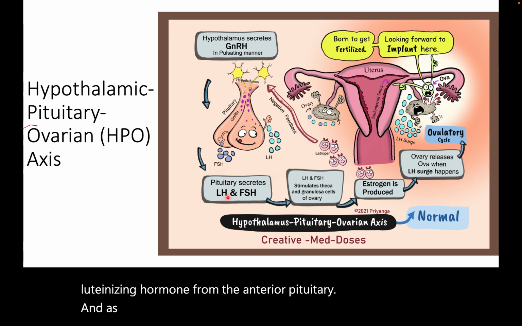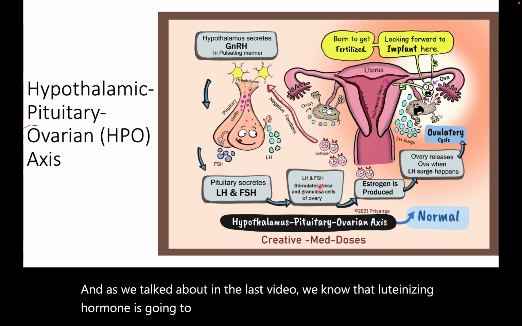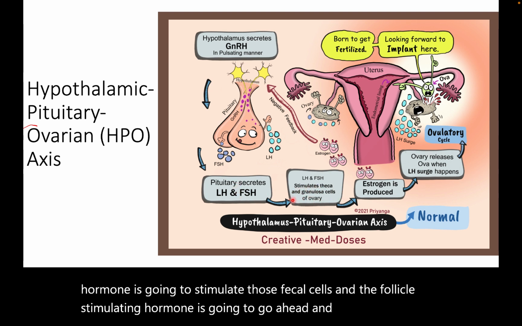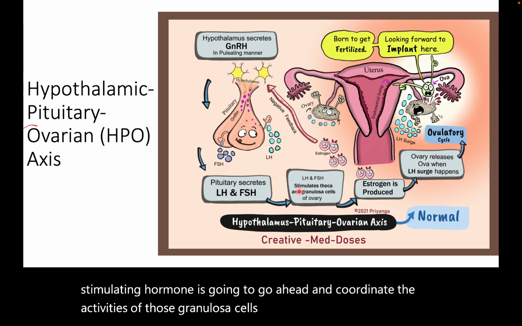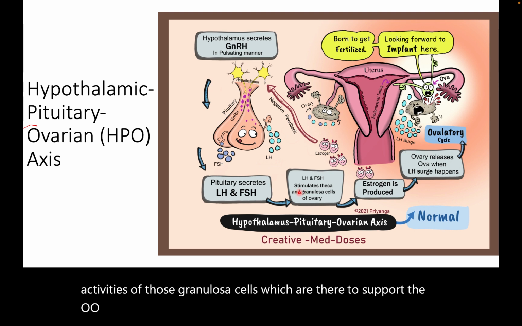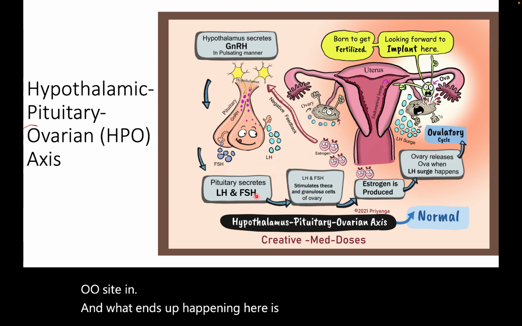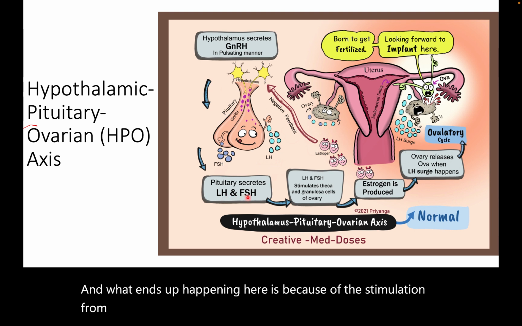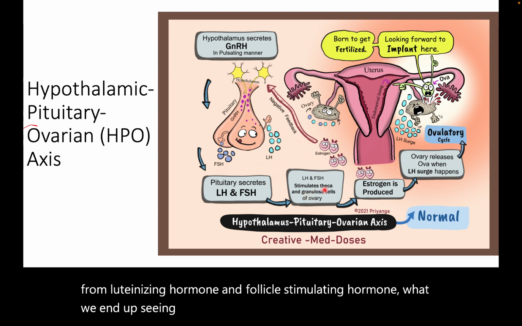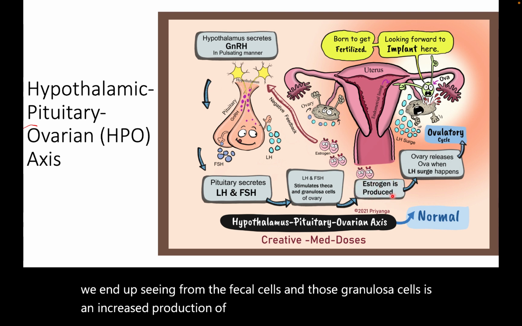And as we talked about in the last video, we know that luteinizing hormone is going to stimulate those thecal cells, and the follicle stimulating hormone is going to coordinate the activities of those granulosa cells, which are there to support the oocyte in its development. And because of the stimulation from luteinizing hormone and follicle stimulating hormone, what we end up seeing from the thecal cells and those granulosa cells is an increased production of estrogen. Right? It's an increased production of estrogen.